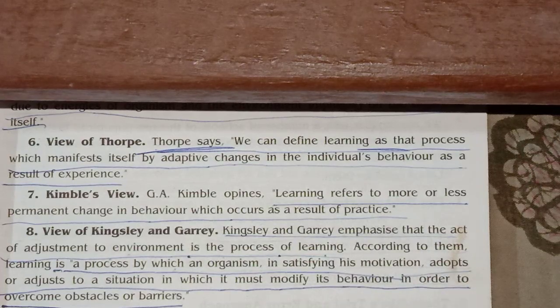Mann also said that, according to Kimball's view, learning is more or less permanent change in behavior which occurs as a result of practice. Mann said that learning is more or less permanent incremental modification of a behavior which results from activity, special training and observation. More or less the same view, Mann and Kimball.